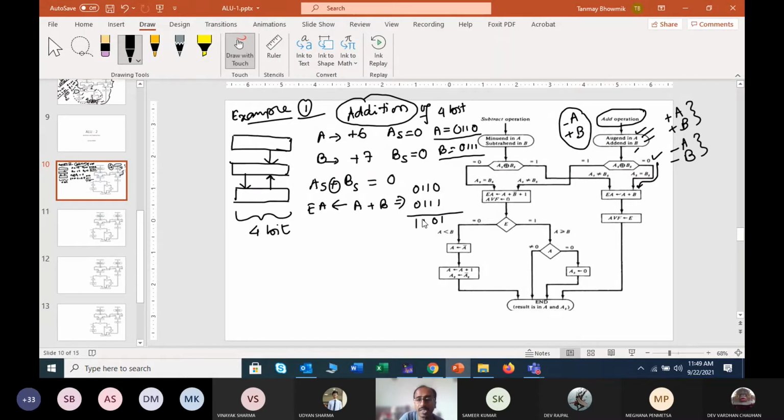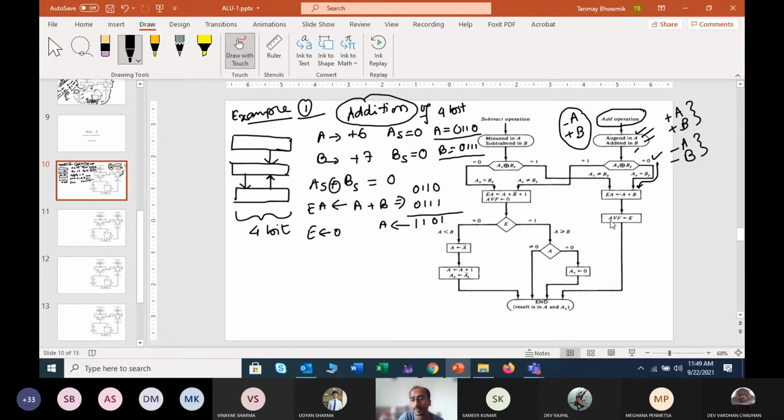Now what are you storing here? A and B you have added. So in A, the result will be stored, and in E, the carry will be stored. So right now, is there any carry generated? It is simply no, right? So that means E is 0 and A is this one, 1, 1, 0, 1.